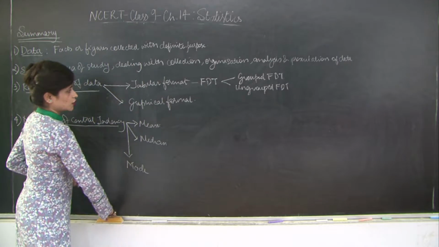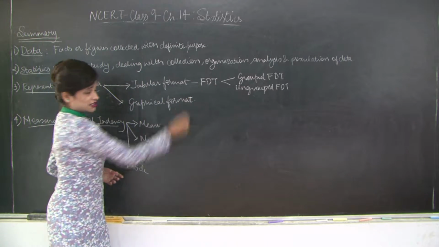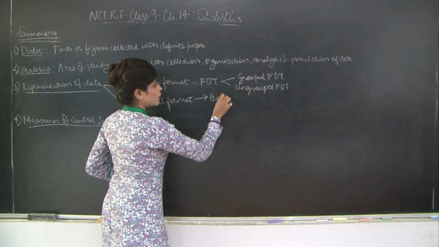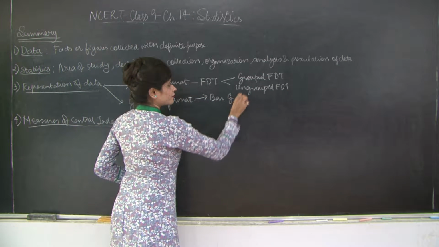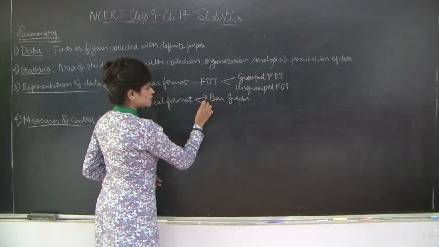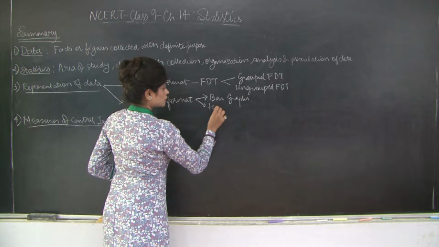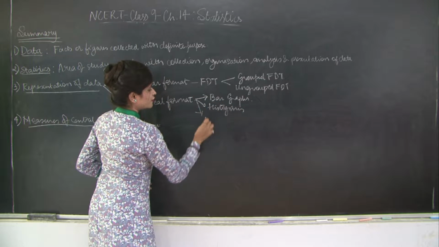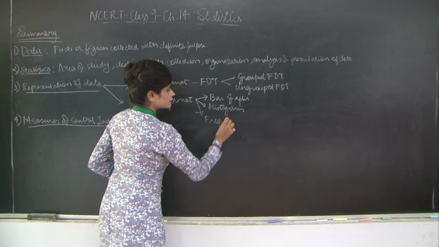Moving on, let us take a look at what was graphical format. In graphical format, we learned about the simplest of all, bar graphs. We learnt about histograms, and we learnt about frequency polygons.